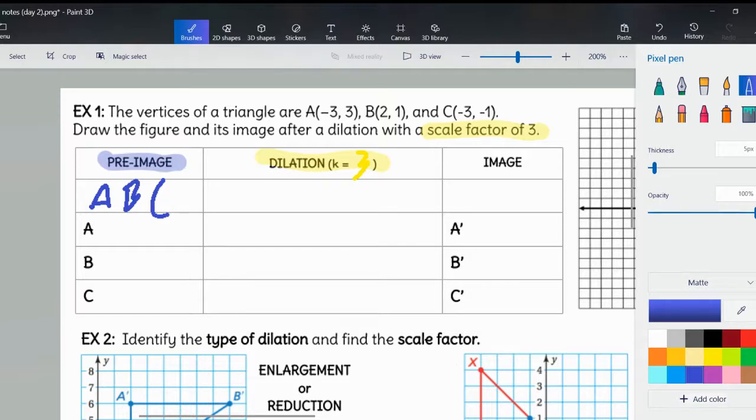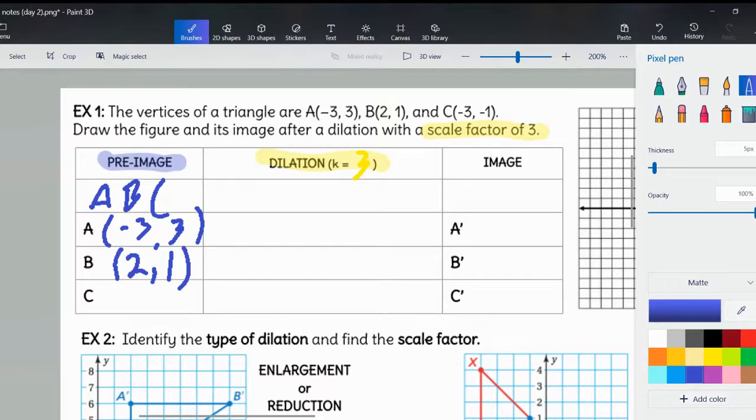Point A is at -3, +3. Okay, remember our X and Y values. Let me go ahead and rewrite that 3. Our X value is the one on the left and our Y value is the one on the right. They're always separated by a comma. Point B is at 2, 1. So that's going to be in our first quadrant in the top right.